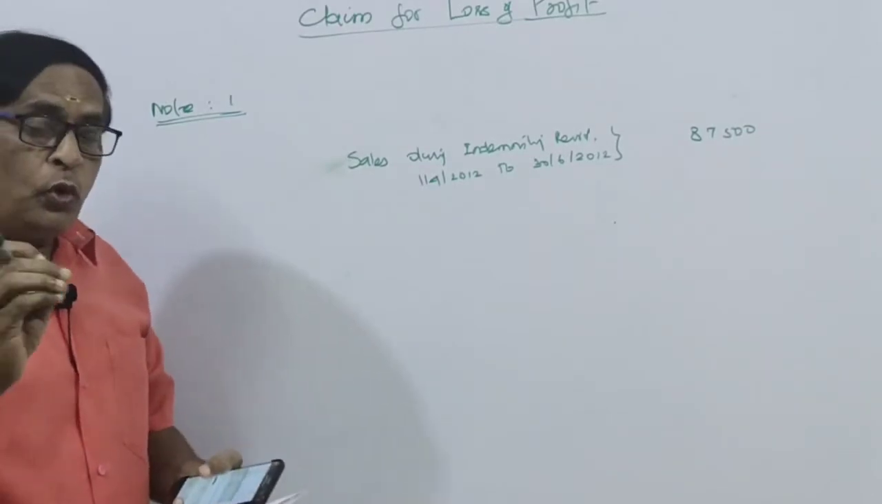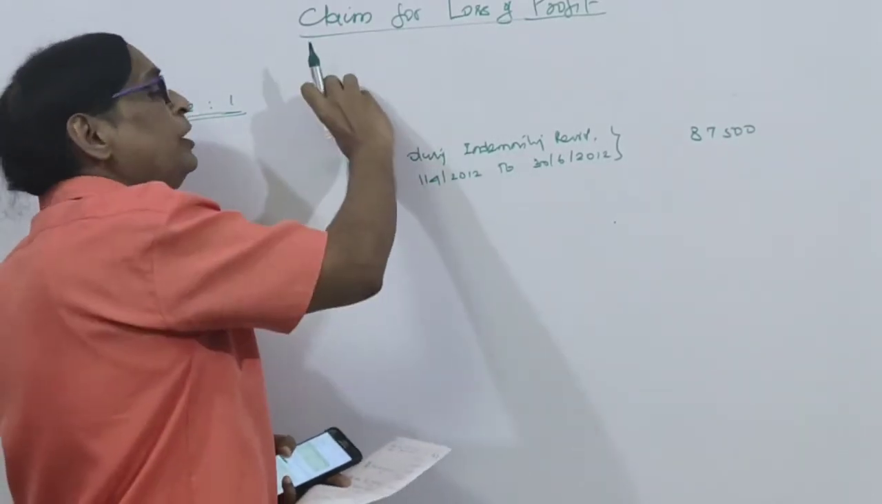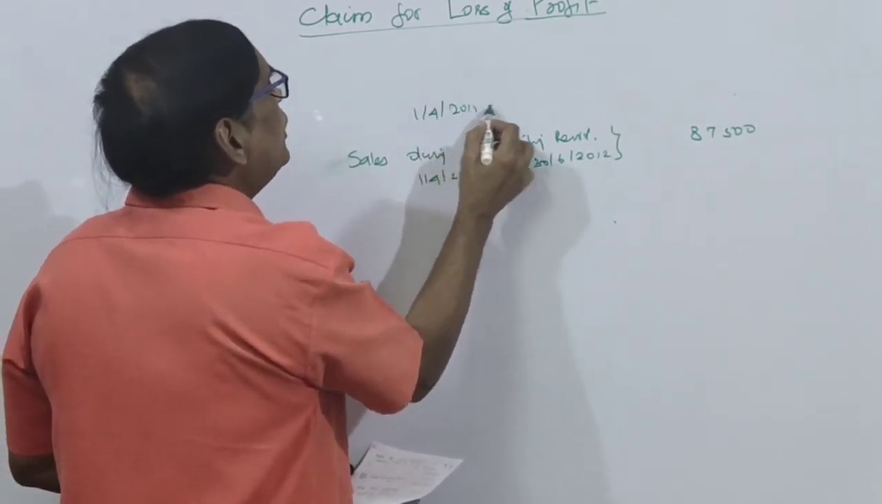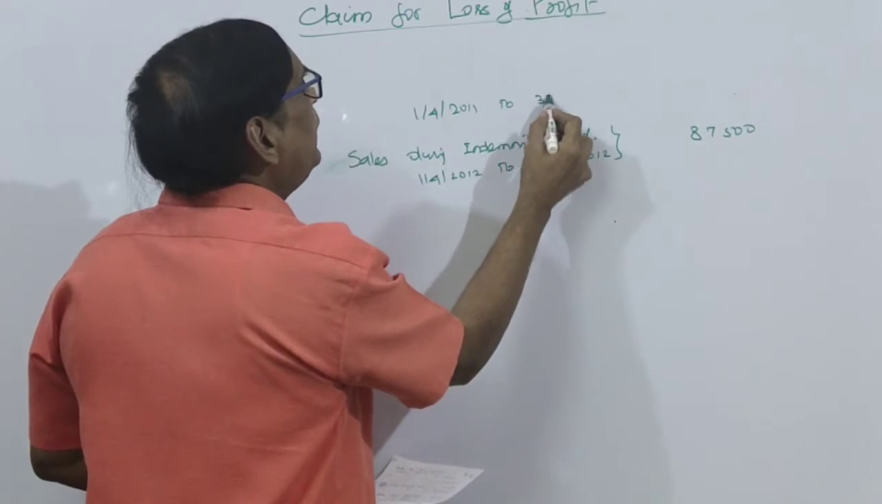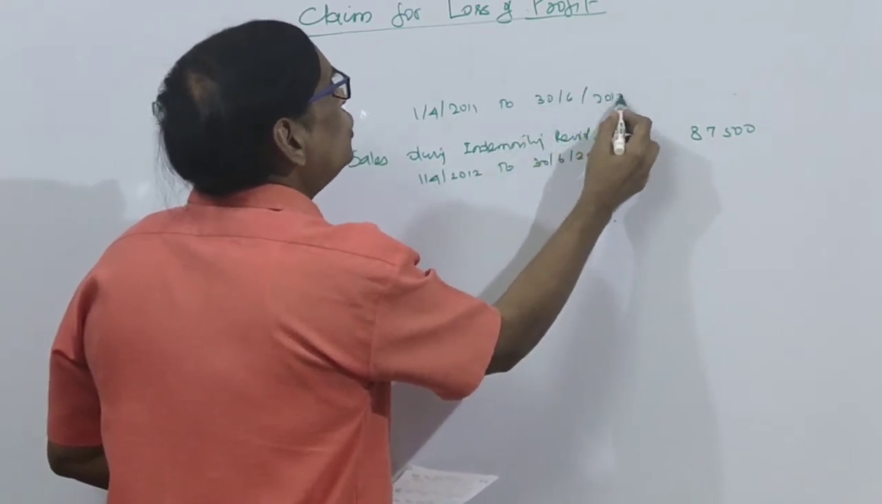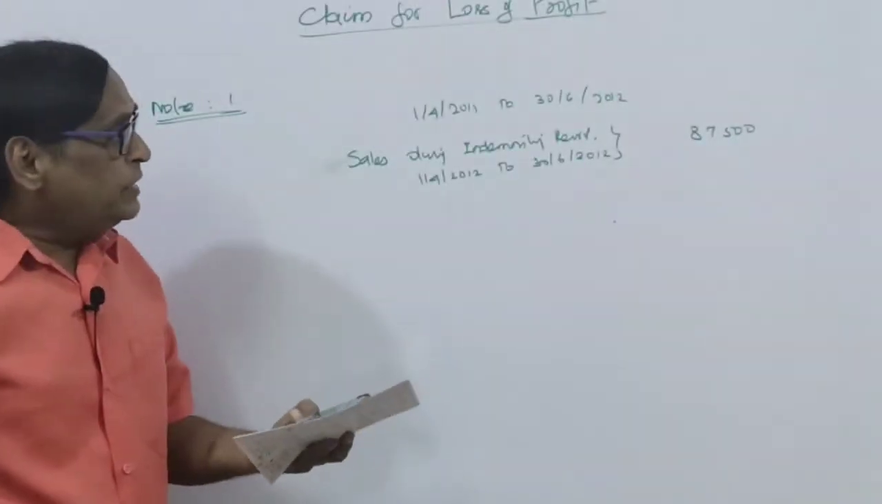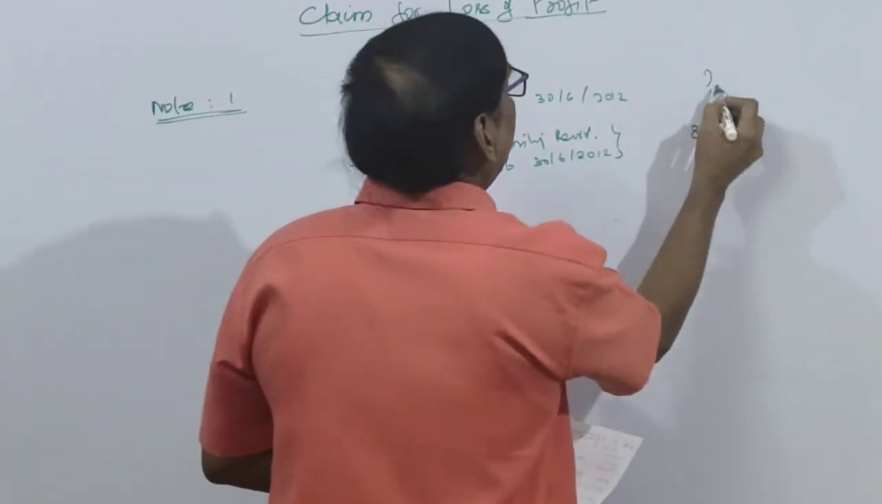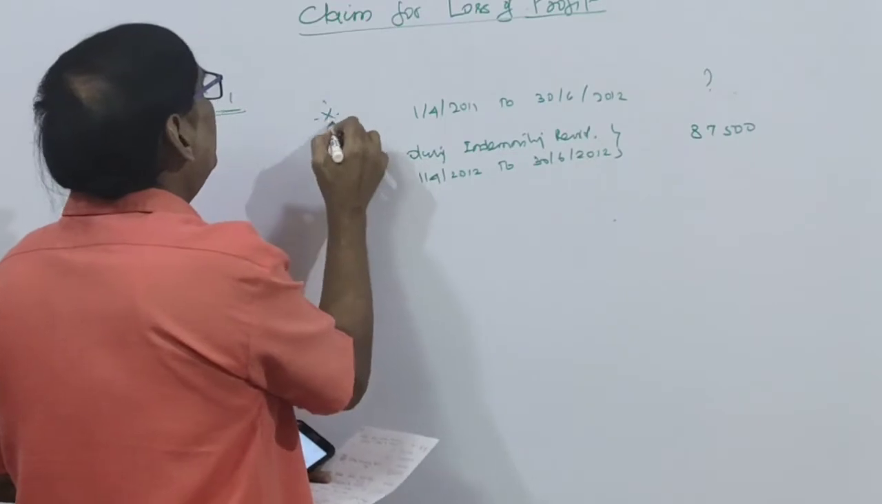So we should know the corresponding period. Corresponding period means 1/4/2011 to 30/6/2012. So this sales, how much we have to find out? Actually we have to find out. How we have to find out? This is an important point.